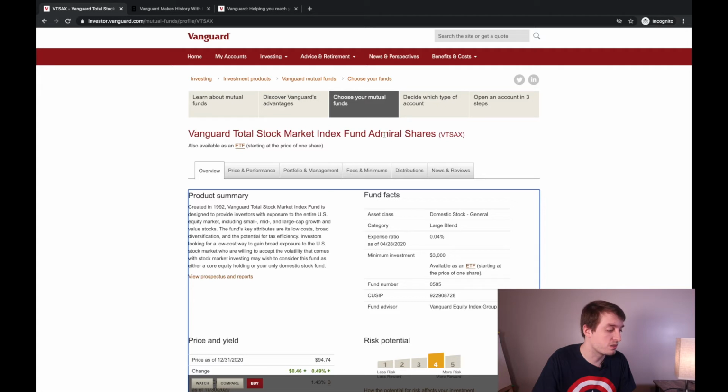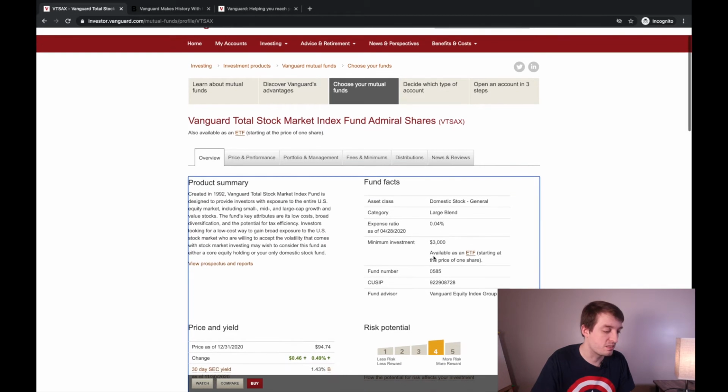Something important here: since this one is the Admiral Shares fund, it has a $3,000 minimum investment. That is one of the downfalls of certain funds at Vanguard. They do have a higher investment price to start out with. They do have other ones on here that show, I think it's 1,000 and maybe a little less, and we'll look at those here.